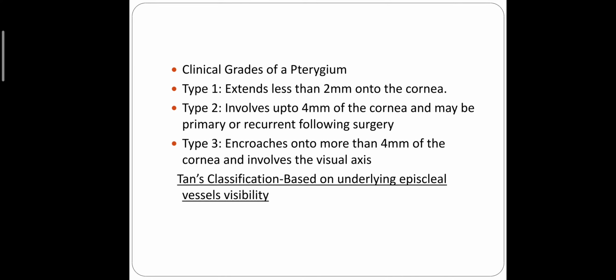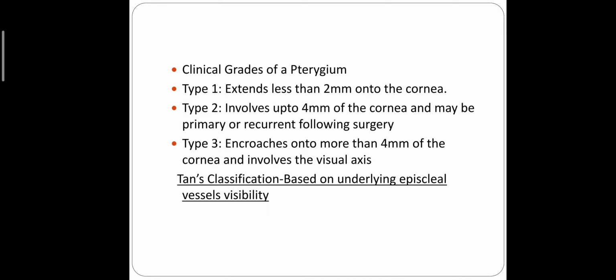So coming to grades of pterygium. This is also a common question. How do you clinically classify pterygium? One is based on the extension, how much it extends into the cornea. Type 1 is if it extends only up to 2 millimeter of the cornea, it is called type 1 or grade 1. Grade 2 is if it extends 2 to 4 millimeter into the cornea. And grade 3 is if it encroaches more than 4 millimeter into the cornea, almost touching or almost covering the pupillary area.